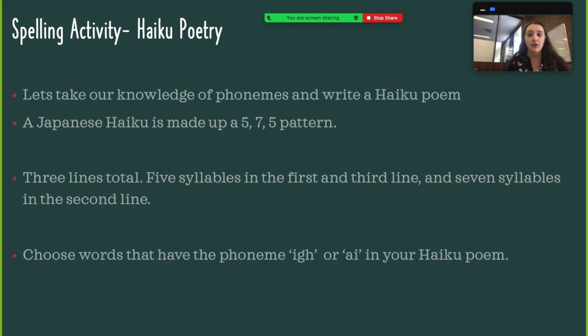So a Japanese haiku is made up into a 5-7-5 pattern. There's going to be 3 lines total, which we've spoken about, 5 syllables in the first and the third line, and 7 syllables in that second line. What I'd like you to do for this is choose words that have the phoneme AI and IGH in your haiku poetry. So when I'm looking through your poems and reading them, I should be able to see the AI and the IGH somewhere in your poem because you've chosen words that have those phonemes in them.